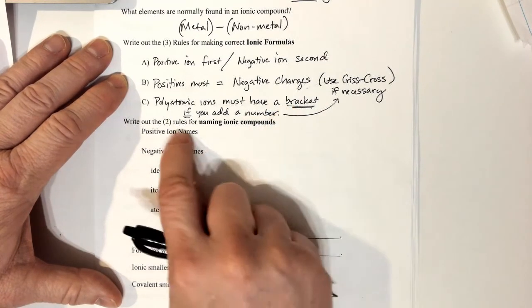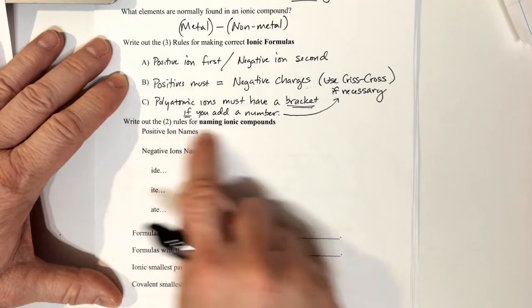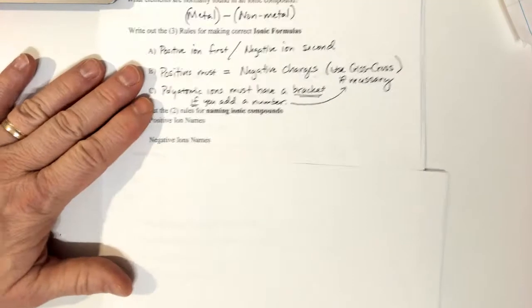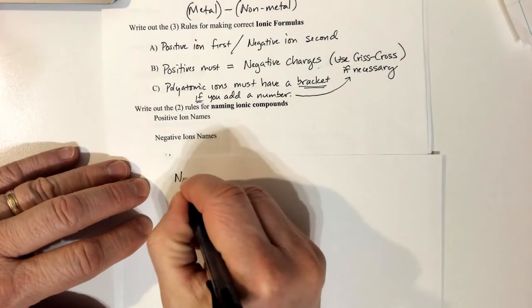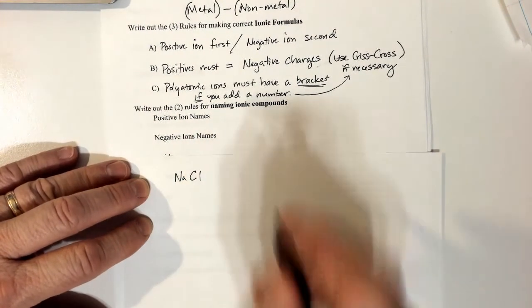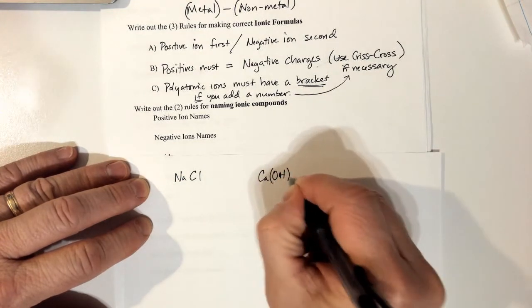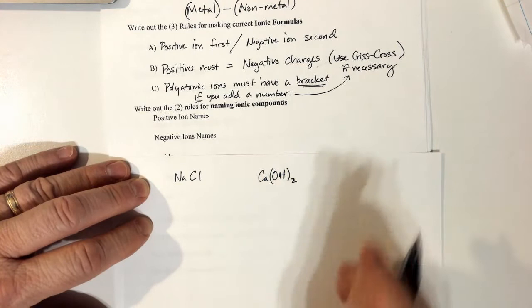So we've gone through this numerous times, but now we'll talk about how do we name those formulas. And we have lots of formulas. So let's just put one down here. We have NaCl, we have CaOH, one with a polyatomic that has a number added to it. So how do you name them?